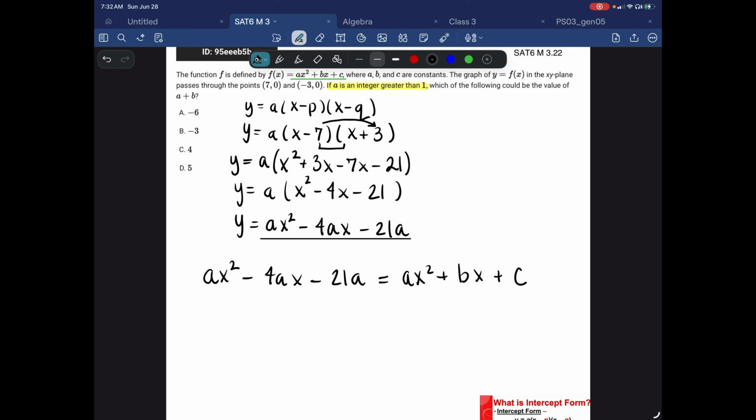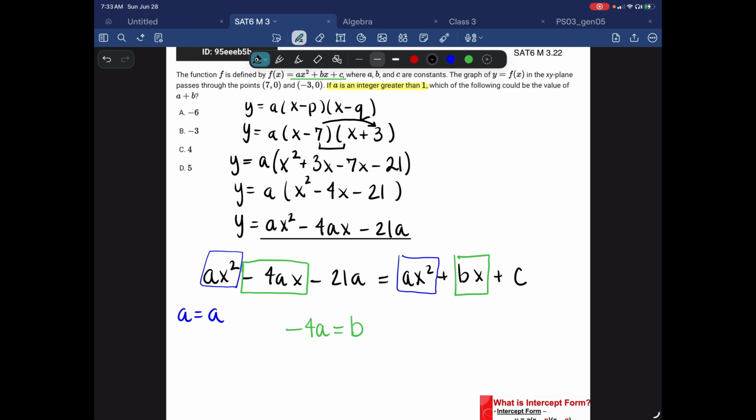Okay, so if I match terms, I have ax squared equals ax squared. So all I can get from that is that a equals a. Now, if we go to the second term, we have negative 4ax equals bx. So I know that the coefficient in front of x is negative 4a. The coefficient in front of x here is b. So negative 4a has to equal b. Okay, so now we have something to work with.